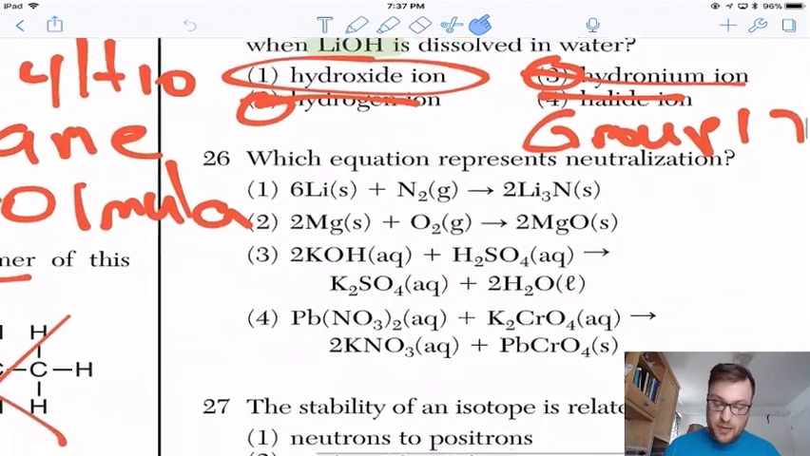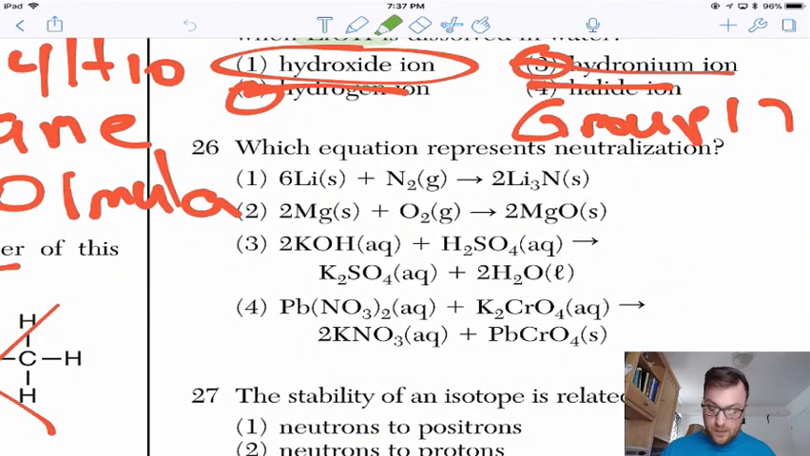Which equation represents neutralization? Well, we just went over that. It's an acid plus a base makes salt and water. We get a little lucky here. There's only one answer choice that even makes salt and water. Sorry, I should say. There's only one answer choice that even makes water. Answer choice 3. None of the other ones do.